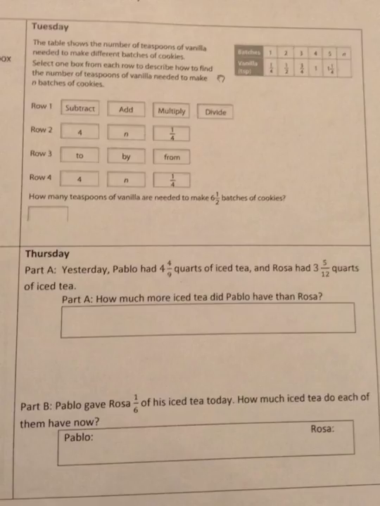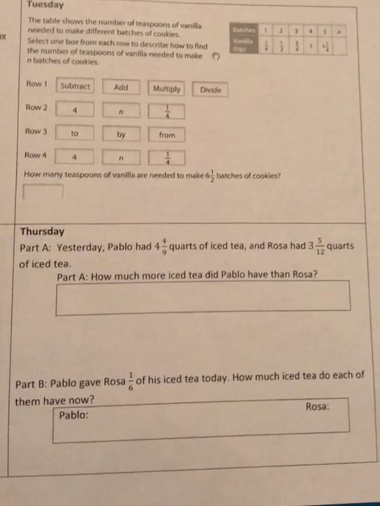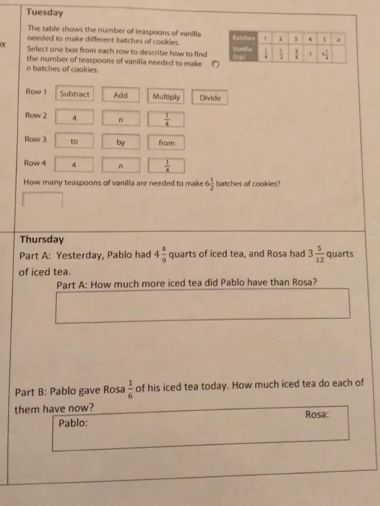Tuesday. The table shows the number of teaspoons of vanilla needed to make different batches of cookies. Select one box from each row to describe how to find the number of teaspoons of vanilla needed to make n batches of cookies. So if we just take a look over here at the table, first of all, it's showing one batch is 1/4 of a teaspoon, 2 batches, 1/2, 3 is 3/4, 4 is 1, 5 is 1 1/4. So go ahead and take a look, find a pattern, and complete the following problems.